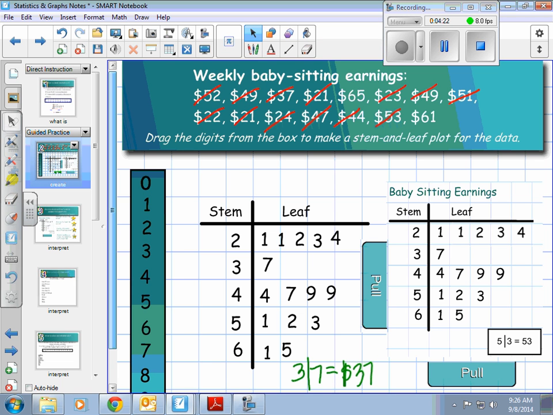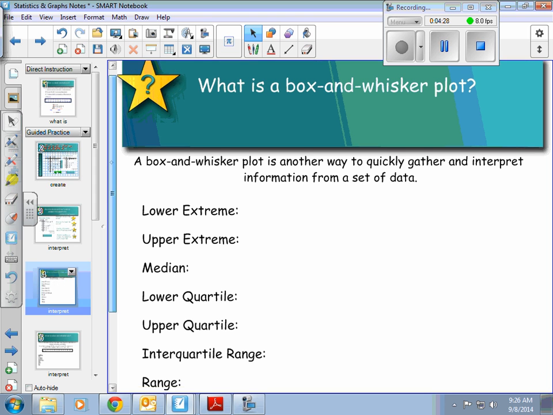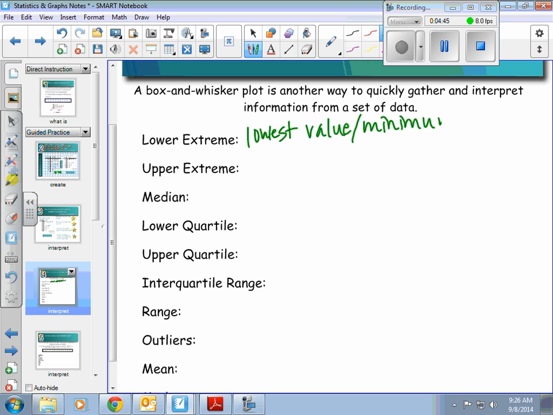Another way to organize large amounts of data is by using a box and whisker plot. So we're going to go through all the key points for a box and whisker plot. The lower extreme is the lowest value, or the minimum. My upper extreme is your highest value, or your maximum.